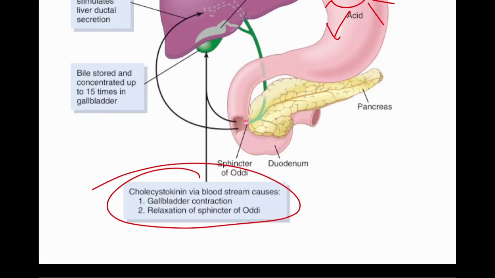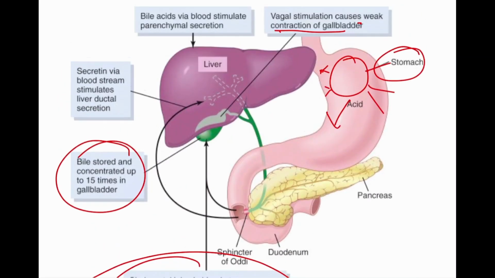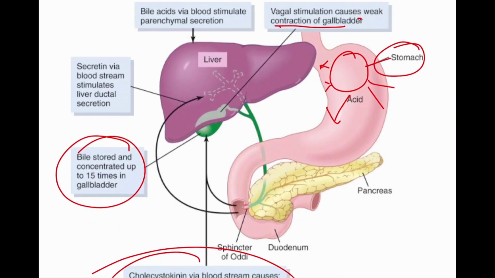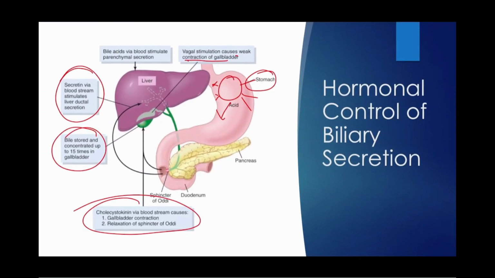And that gets released into the bloodstream, which then goes to the liver, goes to the gallbladder, and tells it to start to contract, and tells the sphincter of Oddi to start to relax. So that bile can leave, pancreatic juices can leave, and all go into the duodenum. Bile is about 15 times more concentrated in the gallbladder than when it's produced. Secretin via the bloodstream will stimulate liver ductal secretion to make more bile as well. So that's where that comes into play.